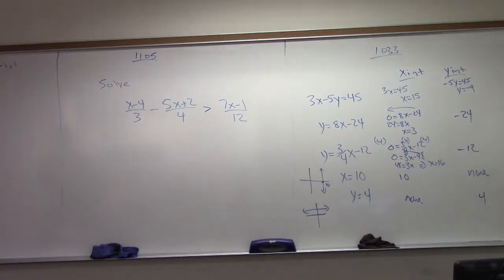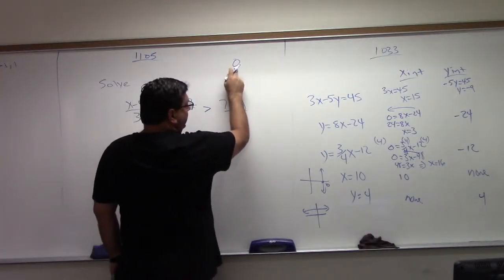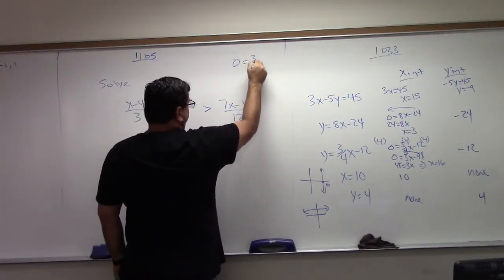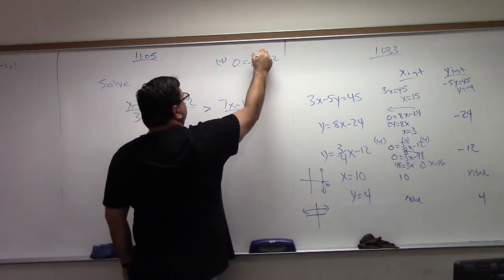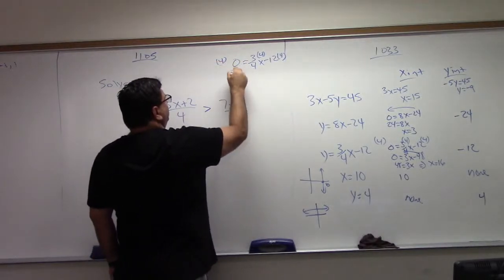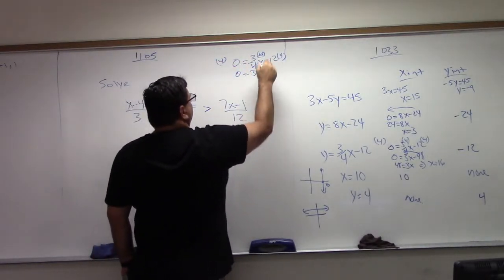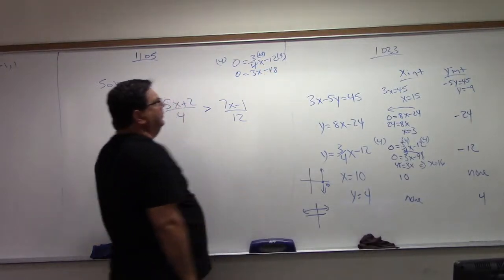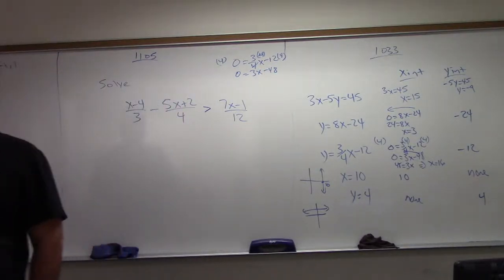I'm just looking at the fraction, the 3/4 x minus 12. Yeah, so you just multiply that through. So when we plug in y as 0, we get 0 equals 3/4 x minus 12, right? Yeah. I'm going to multiply through by 4 because that's my common denominator. 0 times 4 is 0. These cancel. 12 times 4 is 48. And now we're solving that.